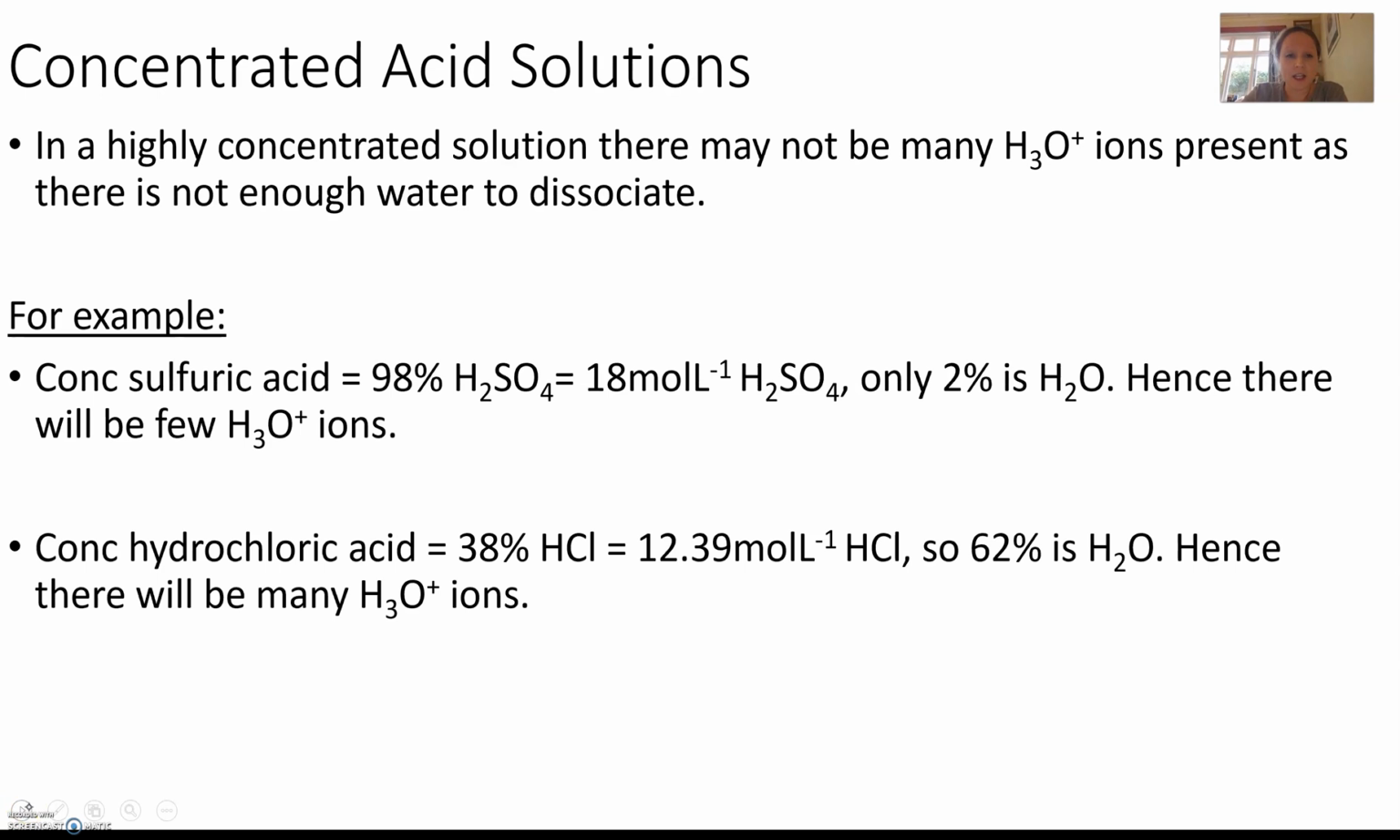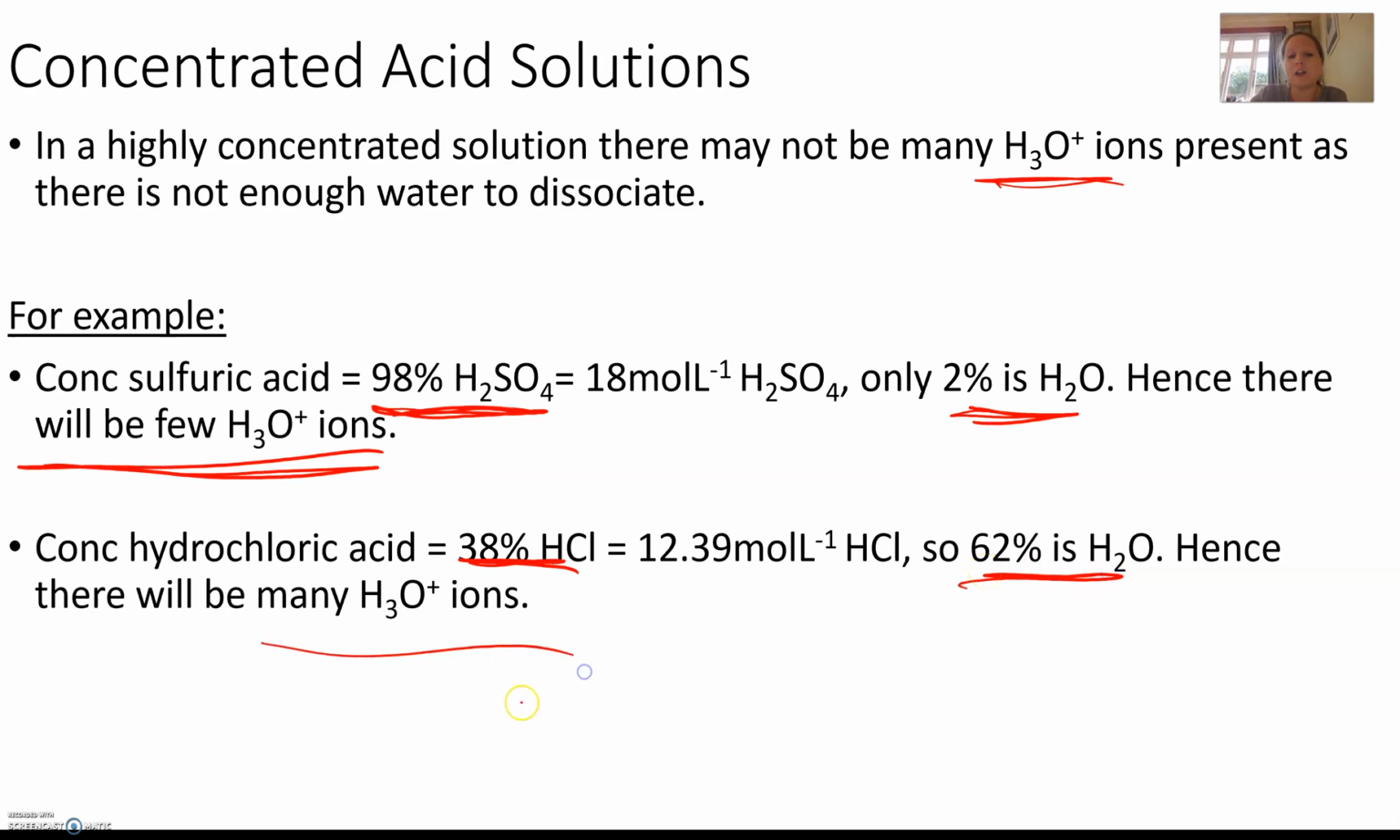You're not going to be asked on this, but I think it's important to mention that even super concentrated solutions may not be as acidic as it seems, because there wouldn't be very many H3O plus ions. Like concentrated sulfuric acid, 98% of it is actually sulfuric acid, which means that only 2% of it is water. So even though it's super concentrated, there are actually very few H3O plus ions in there. Whereas the maximum amount of HCl you can get dissolved is 38%, so 62% is water. So there'll be much more H3O plus ions in a highly concentrated solution of HCl.